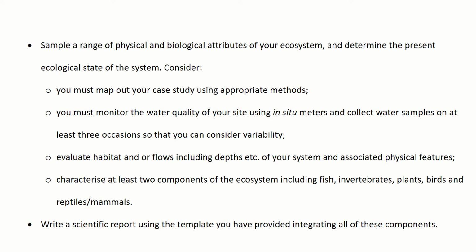Then you've got to go and sample. You're going to sample a range of physical and biological attributes of your system and determine the present ecological state. Make a map. Make sure that you map out your case study using appropriate methods. Monitor the water quality of your site using in situ water quality meters. What does in situ mean? You take the measurement in the system. You put the probe in and you take the measurement in the system.